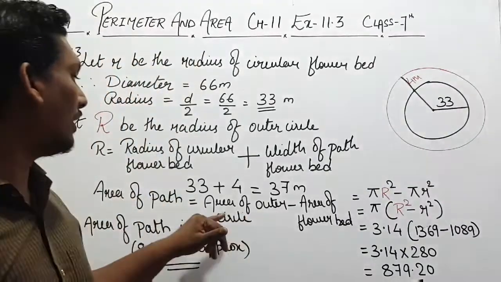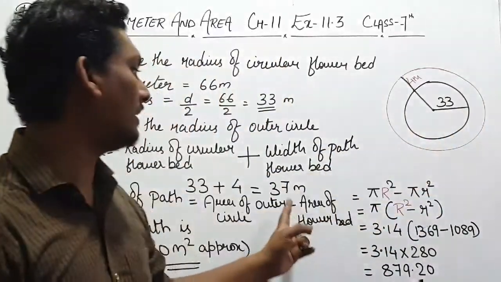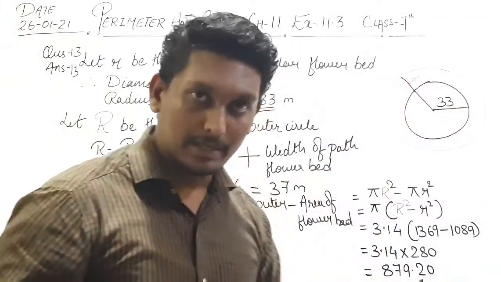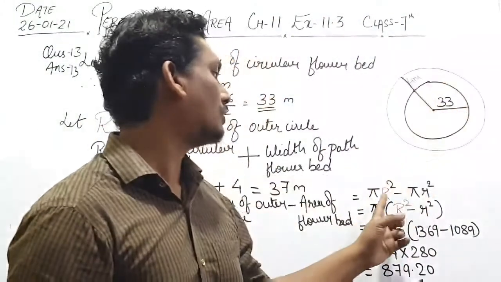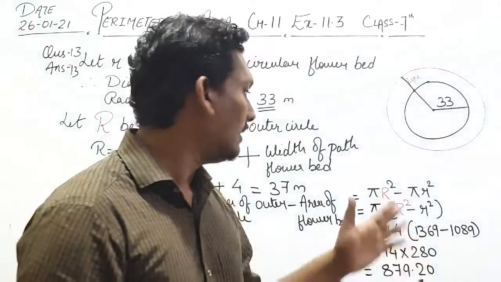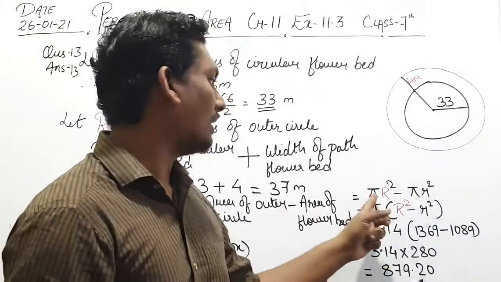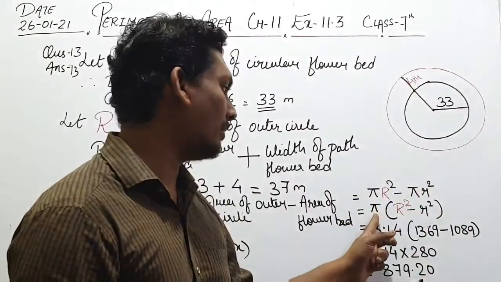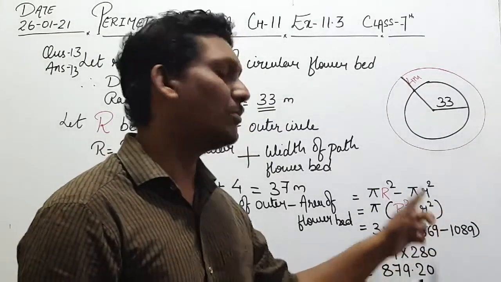Area of the path, how to find out? Area of the outer circle minus area of the flower bed, that we have to find out. So we are having two circles. One is capital R, which I have written with the red ink, and small r with the black one. Out of these two, pi is common, so I have taken it out. We are left with capital R square minus small r square.